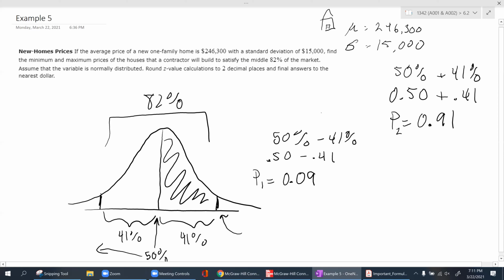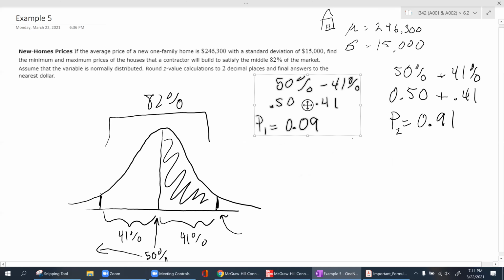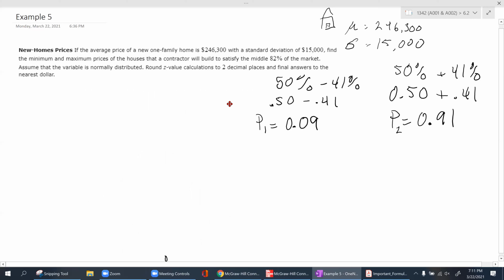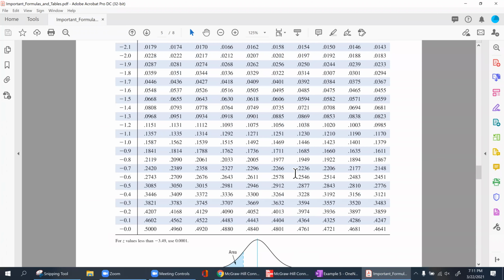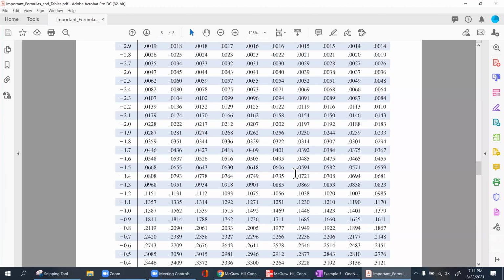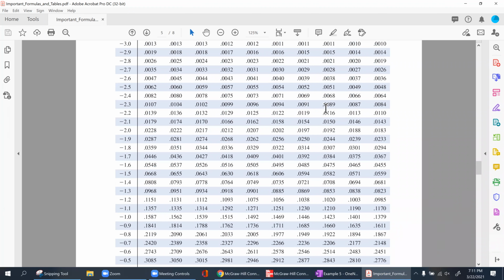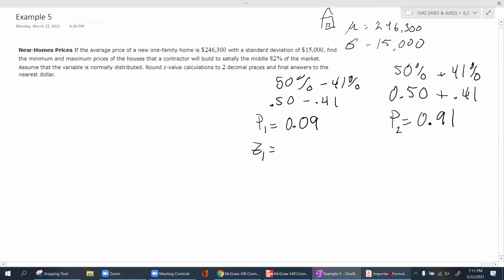Nine, right? So these are the values that I'm looking for. Now what I'm going to do is find the Z values that correlate to that. Let's find the Z value that corresponds to that. So 0.09, I'm going to look for that in the middle. Make sure I wrote that right. 0.09, yes.